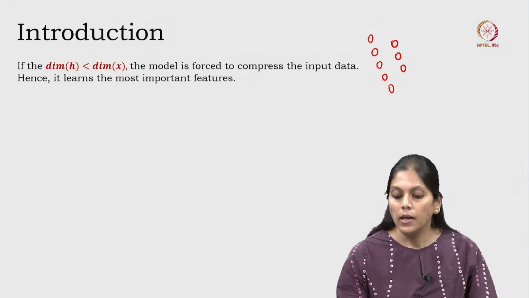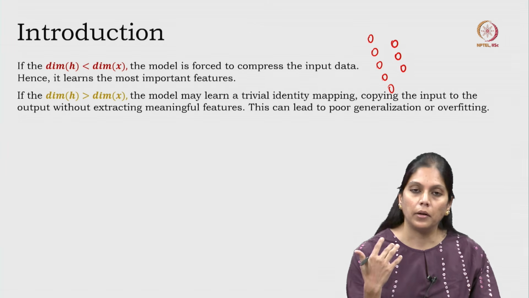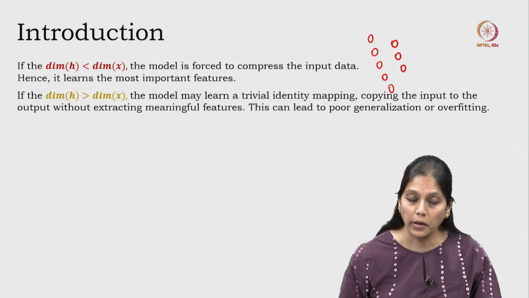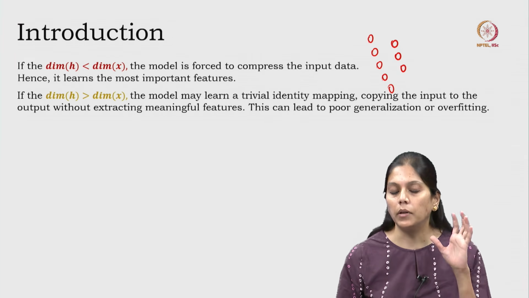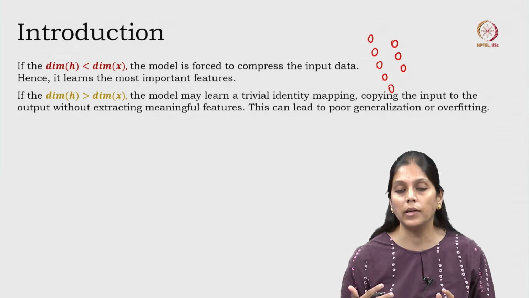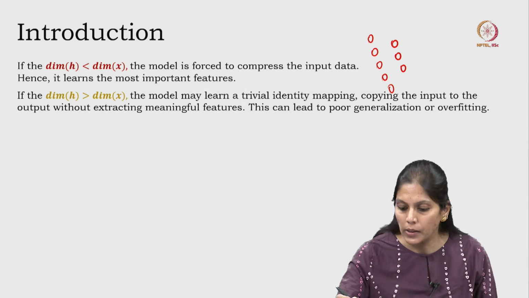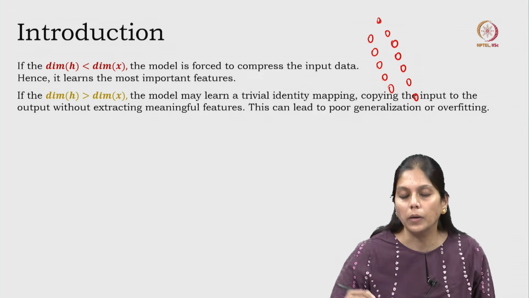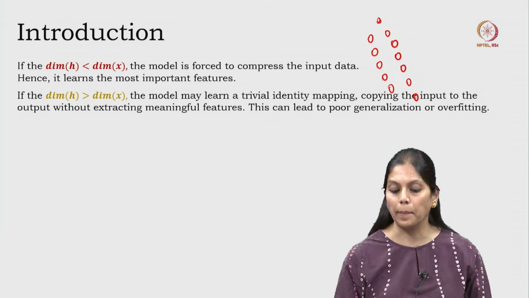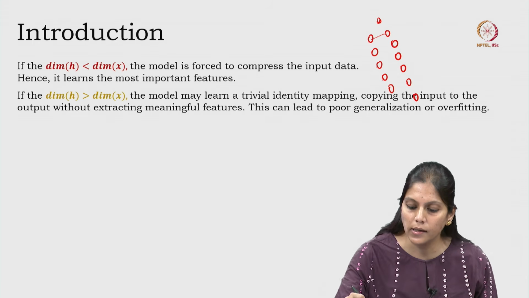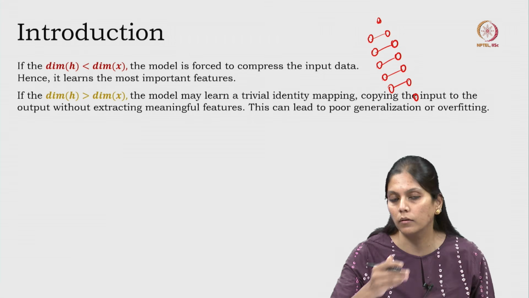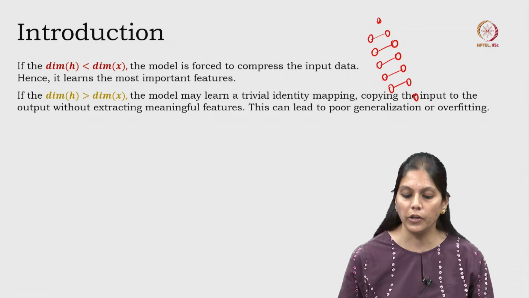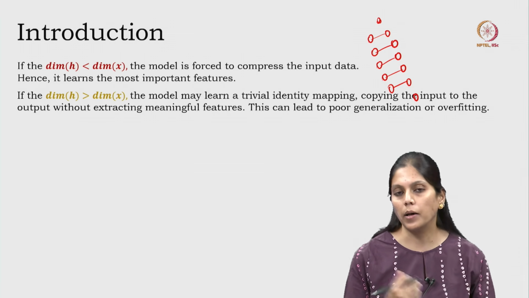Now, second, what if the dimension of the input is smaller than the dimension of the hidden representation? What if the hidden dimension is greater than the input? Suppose you have something like this. What is happening? Is there not a very high chance that the model may simply copy the input without learning the meaningful features? So we definitely require a regularized one.